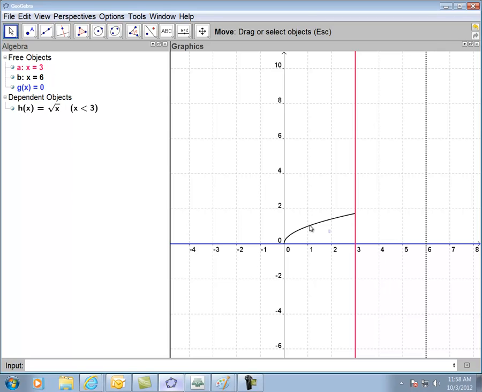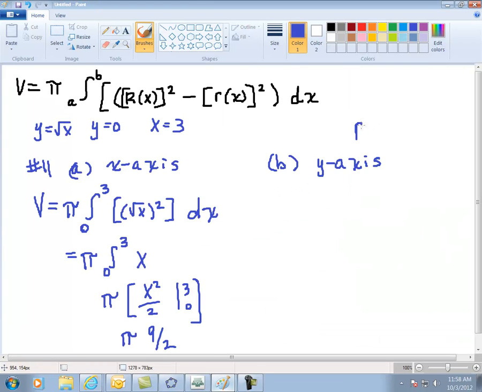Let's first look at what the outer radius would be. As I revolve this around, the top of this outside part is going to be 3. So I know that my outermost radius is going to be 3.